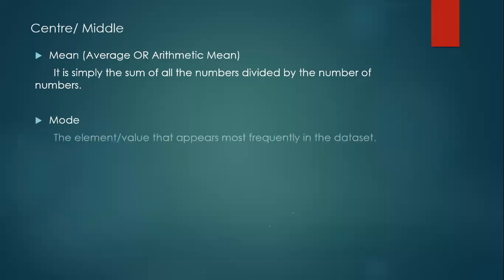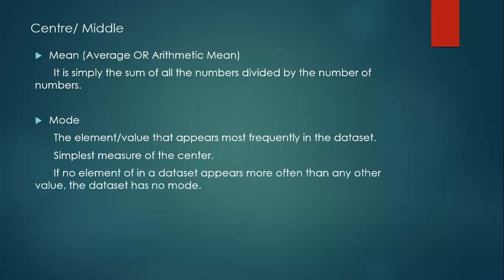Now the mode, as I said before, is the element or value that appears most frequently in the data set. So it's the simplest measure of the center. If no element of the data set appears more often than any other value, the data set has no mode. So if everything appears one time and stuff like that, we have no mode.